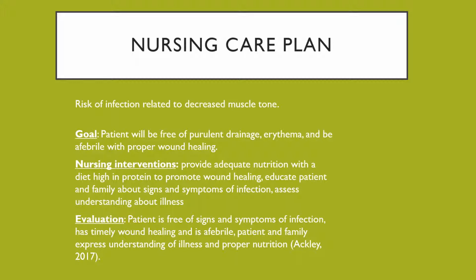There are a lot of nursing care plans that can be developed for patients with Down syndrome depending on their individual case, but what I picked is risk of infection related to decreased muscle tone. An appropriate goal to set for this patient would be the patient will be free of purulent drainage, erythema, and be afebrile with proper wound healing.